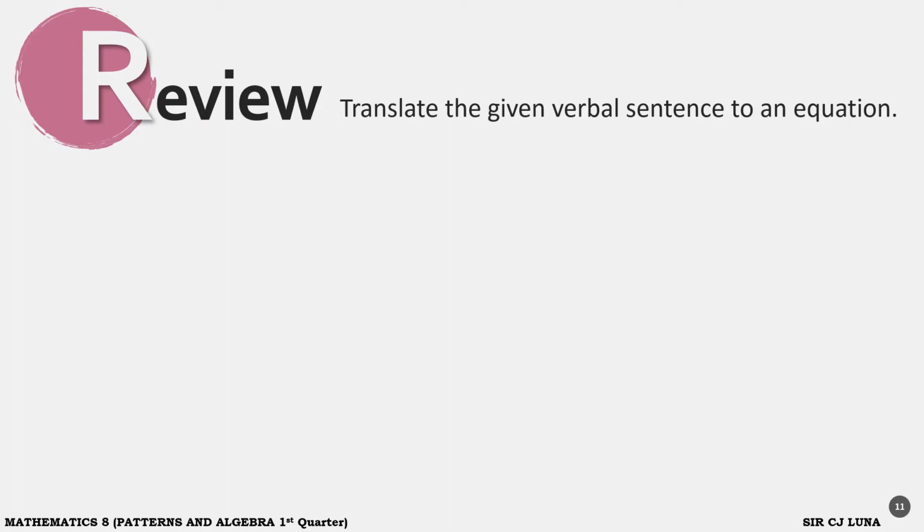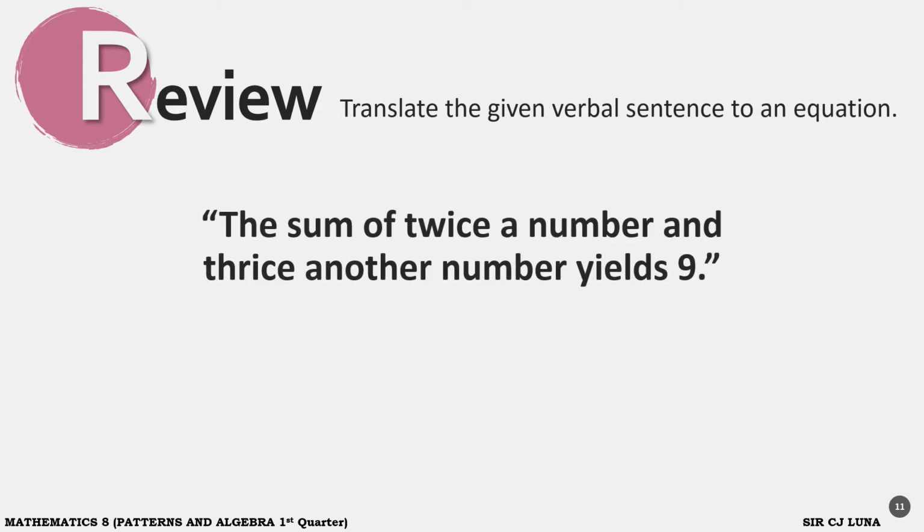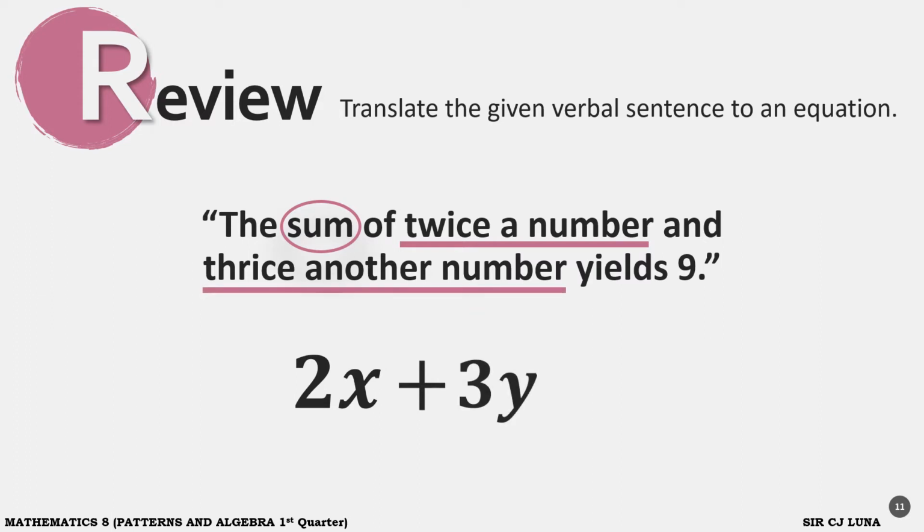Let's have another translation. The sum of twice a number and thrice another number yields 9. The term sum means the answer of the addition, so we will use plus sign. And in our verbal sentence, we are dealing with two numbers again. So we will represent them by the variables x and y. Twice a number can be represented by 2x. And thrice a number is 3y. The word yields is represented by equal sign. Thus, the correct mathematical equation for our sentence will be 2x plus 3y equals 9.